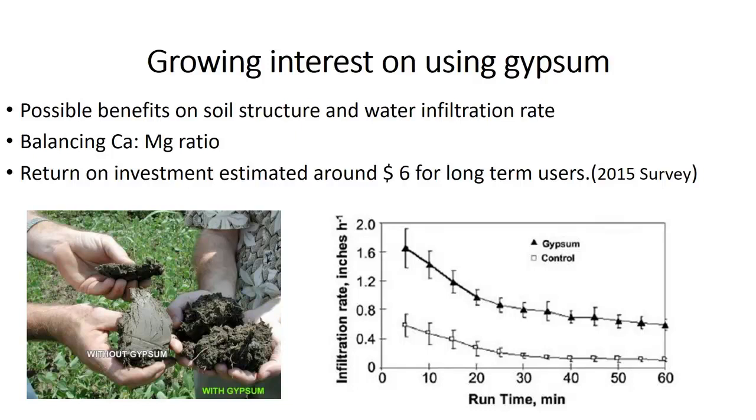There's also a survey conducted by a former faculty member at The Ohio State University about the return on investment from using gypsum. In the survey, farmers reported seeing almost $6 in return on each dollar they spend on gypsum in the long term. This is especially true for crops that have high sulfur requirements, such as alfalfa. Now, long term is pretty subjective. Is it 10, 20, or 30 years?